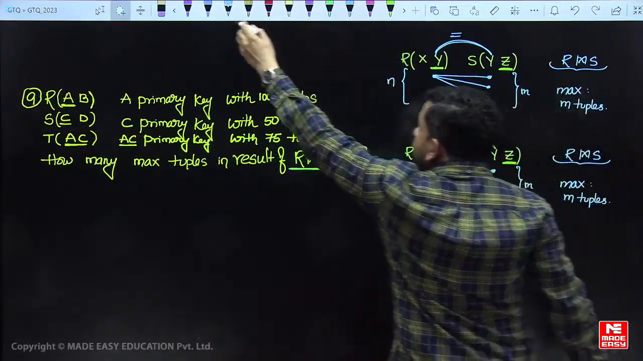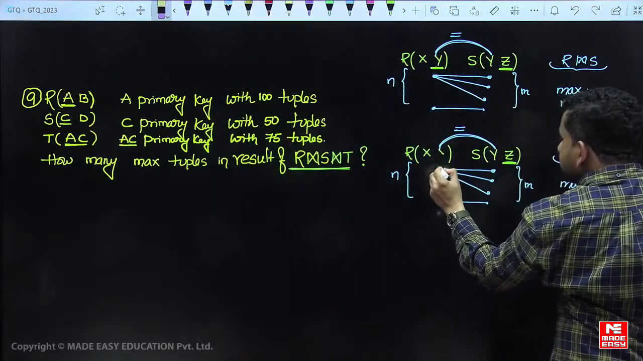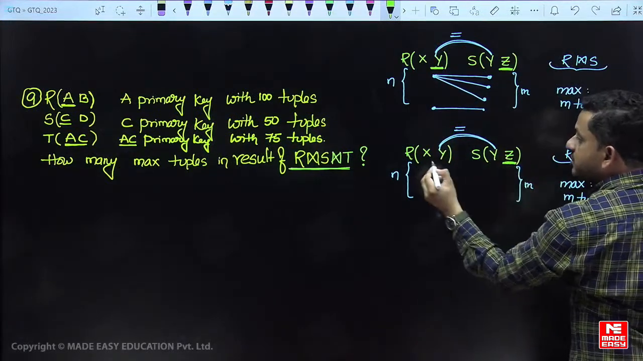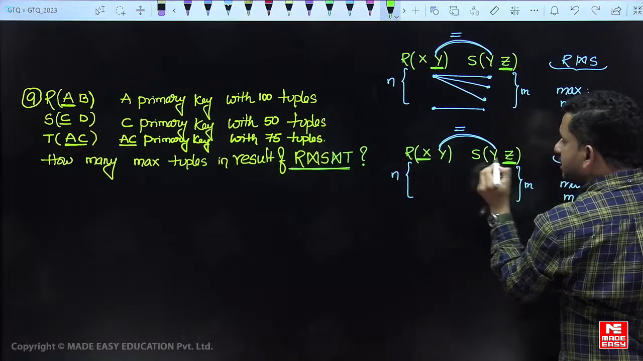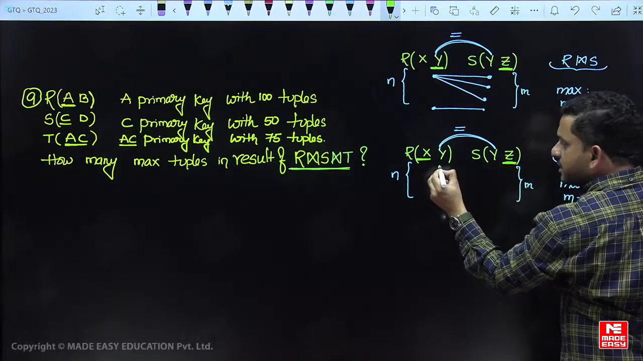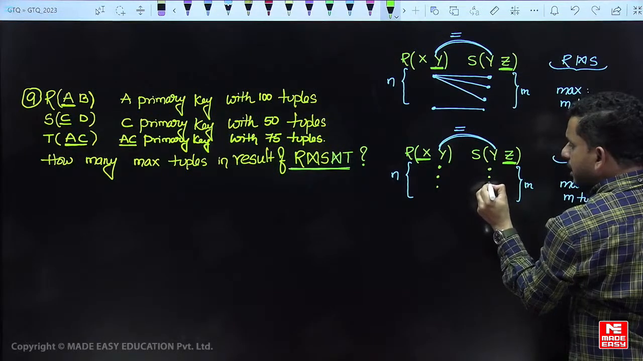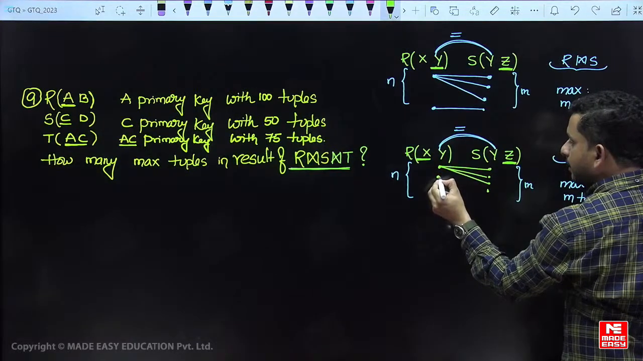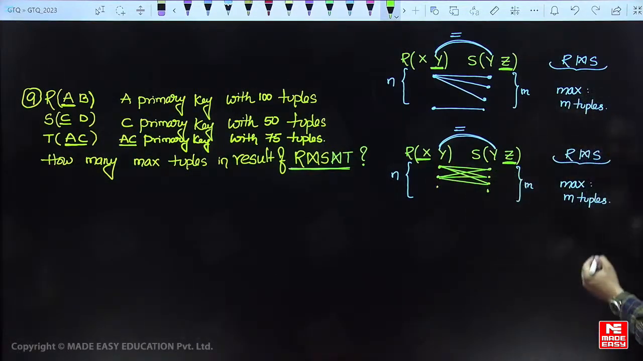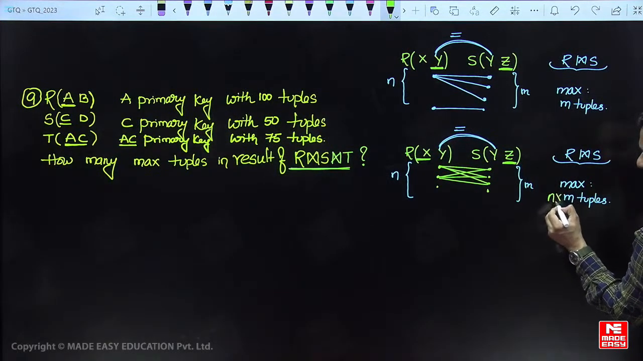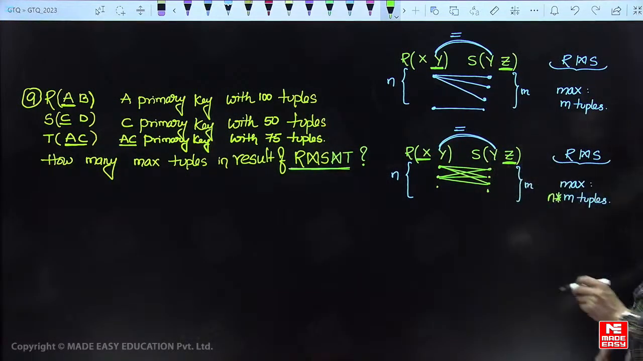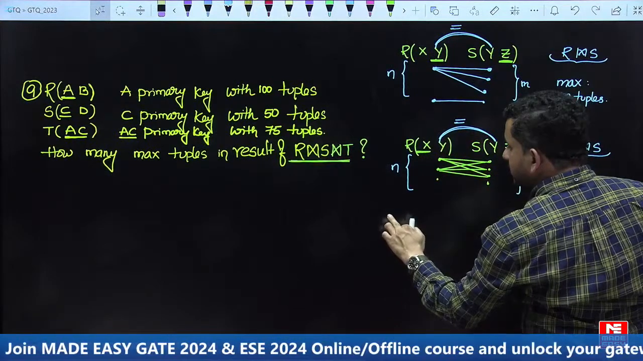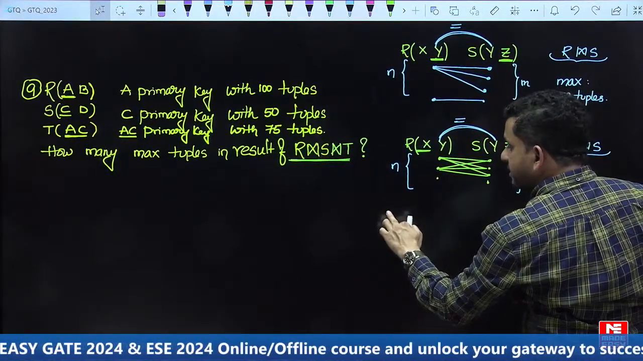For example, the common attribute is y, which is not a key for anyone. The join is done based on y, but it is not a key. X is the key for the first relation, z is the key for the second relation, so y is not a key for any relation. If it is not a key for any relation, it forms many to many. Then the maximum records are n multiplied by m. Then the third possibility: the common attribute is not a key for any relation.